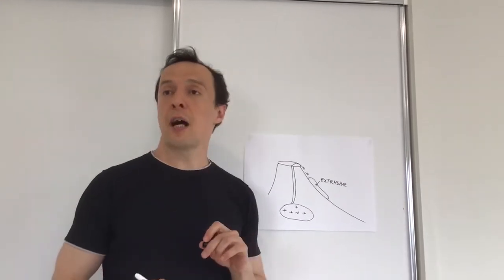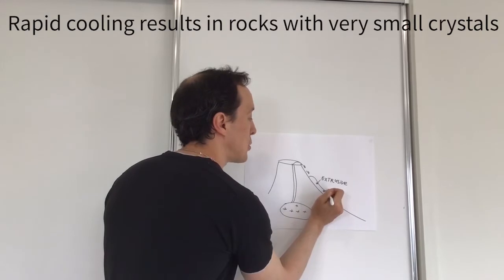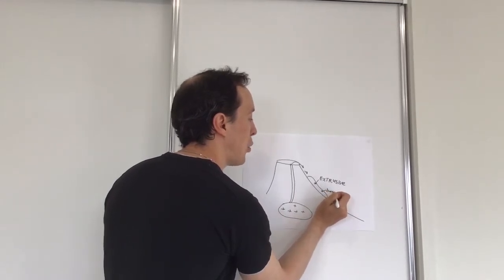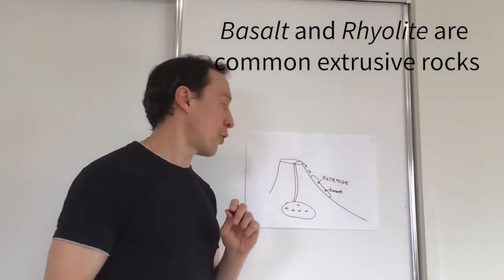Do you know any example of extrusive rocks? Basalt. Basalt, yeah, very good. So basalt is a black rock which is commonly found around the world. A good example of extrusive rocks.